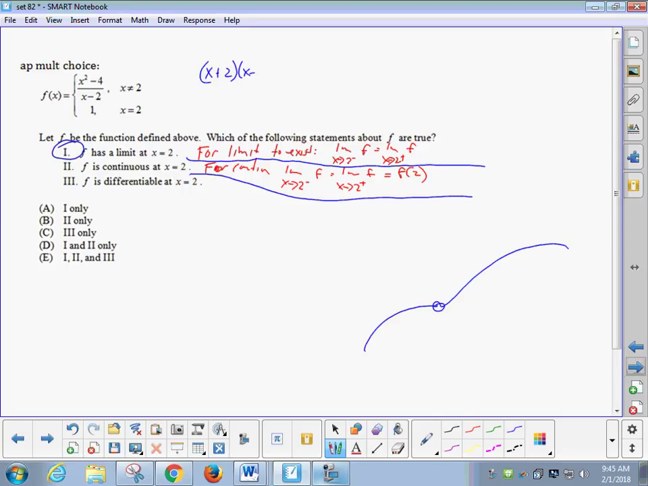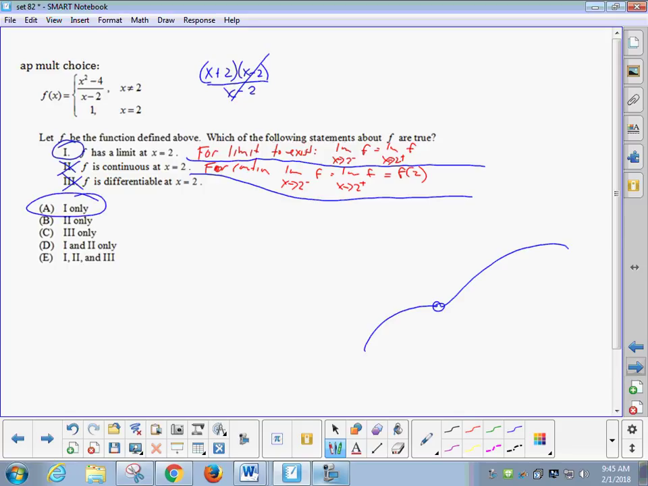Yeah, factor, remove the hole. There's a hole at 2, remove the hole. As x approaches 2, that guy wants to approach 4. That is not 1. They did not fill the hole, and so it is not continuous there. Do I even need to consider 3? Well, if it's not continuous, it cannot be differentiable. It must be 1 only.